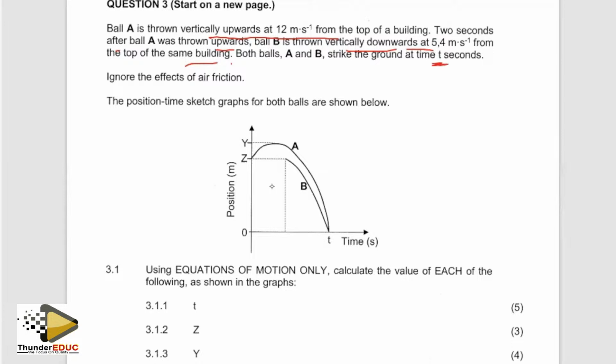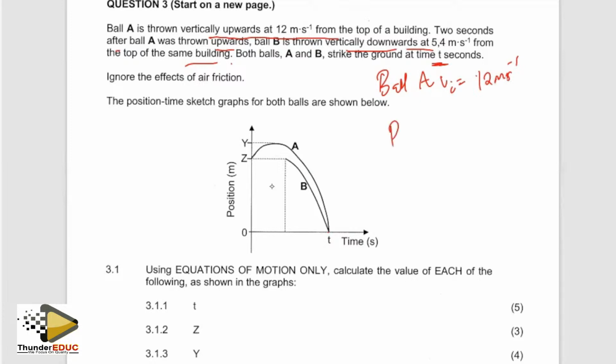We have the position time graph. There we go. So let's summarize this and say that if we have ball A, the initial velocity is going to be 12 meters per second. Then if we look at ball B, is this all we have?